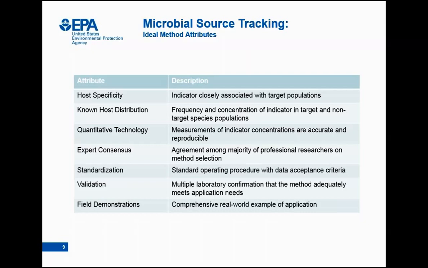Another thing that would be really useful is what I like to refer to as expert consensus. So there are a number of options out there for microbial source tracking methods, and one of the bigger challenges as an end user is how to decide which method to use and when. So it would be wonderful if there was an expert consensus or agreement among the majority of professional researchers on particular sets of methods and when they should be used.